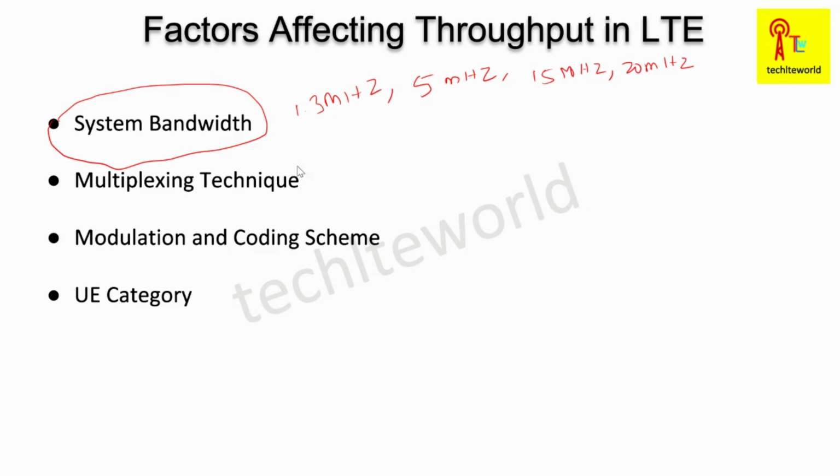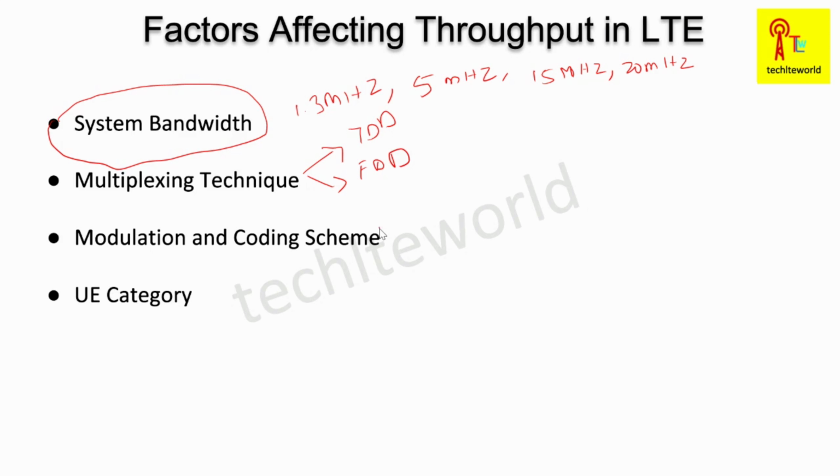Besides system bandwidth, there are other factors, like the multiplexing technique. If you have seen our previous video, in LTE there are two kinds of multiplexing technique, right? The first one is TDD, time division duplexing. Another is FDD, frequency division duplexing. Each of these multiplexing techniques can affect the throughput in LTE.